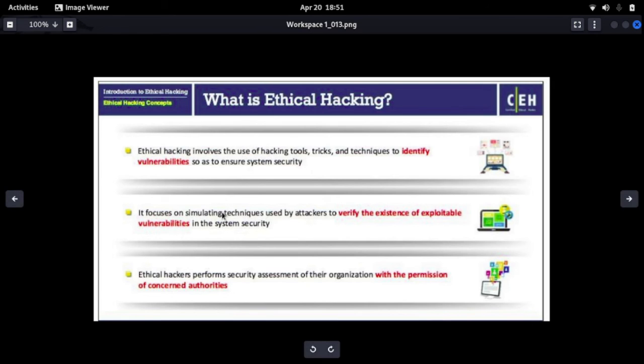It focuses on simulating techniques used by attackers to verify the existence of exploitable vulnerabilities in the system securities. Now, you also check if these vulnerabilities are exploitable. After checking, you know what to do. You put things in place, if it is to upgrade your IDS or your firewall to prevent attackers from getting access. Ethical hackers perform security assessments of their organization with the permission of concerned authorities. Are we there? So before you perform any assessment on an organization, there must be a permission from that organization.